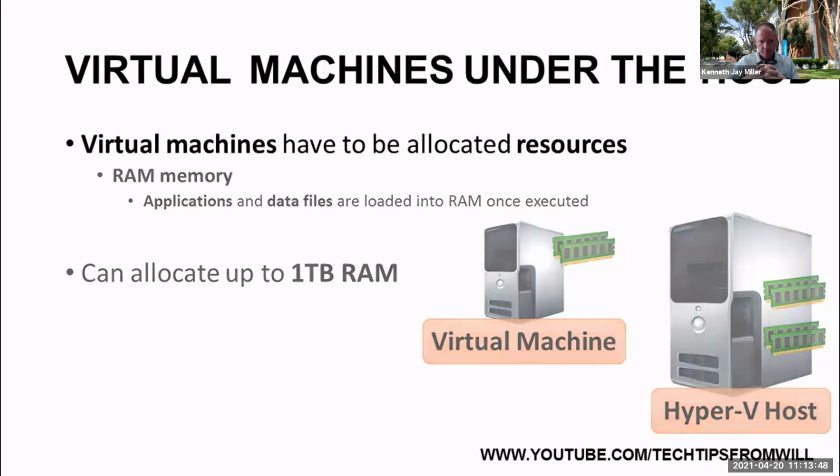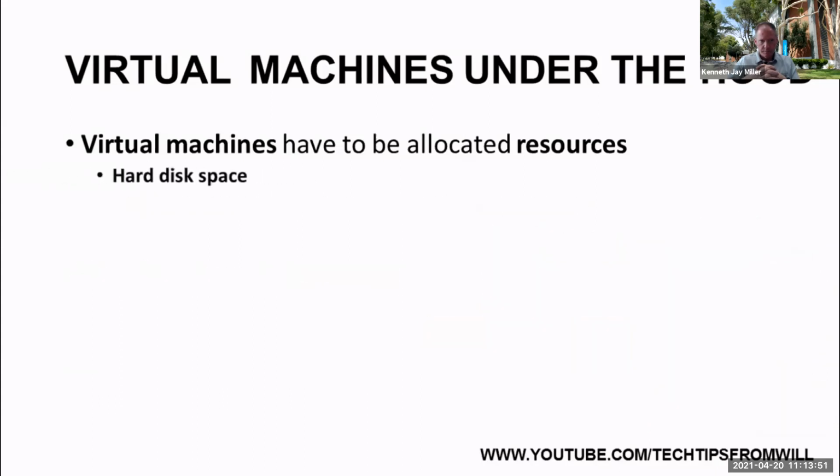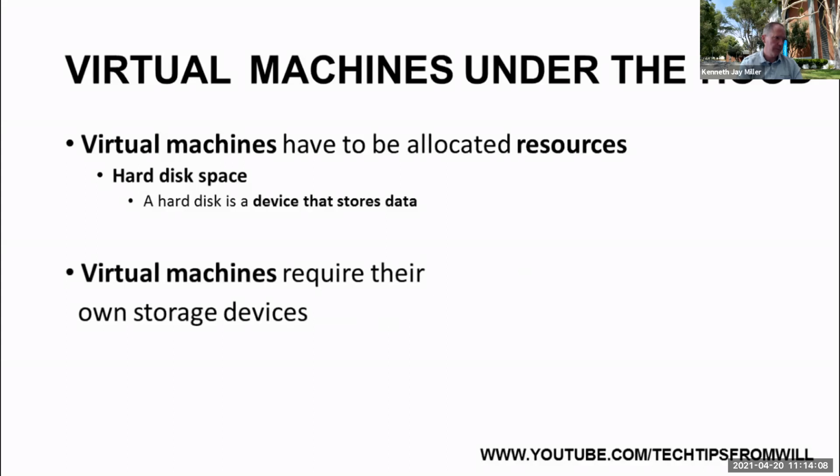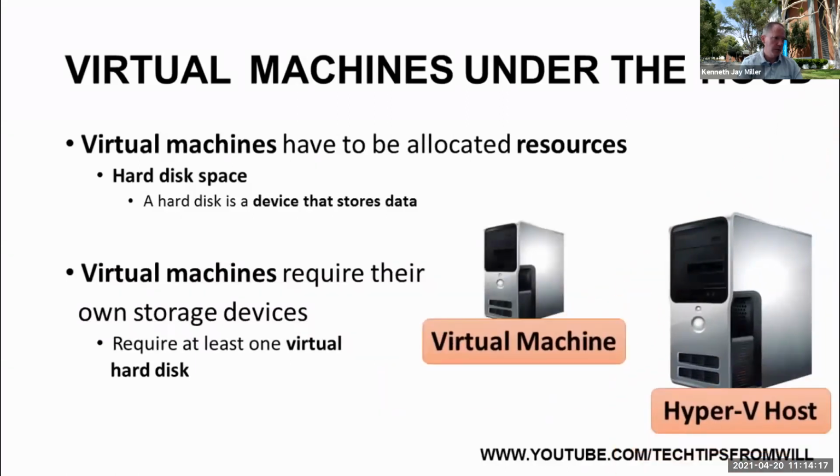The next resource to discuss is hard disk space. On a physical computer, a hard disk is simply a device which stores data, including the operating system, applications, and data files. Virtual machines are no different and require their own storage devices. Virtual machines require at least one virtual hard disk to store their data. A virtual hard disk is nothing more than a file stored on the Hyper-V host that acts like a hard disk. Once created, the virtual hard disk is attached to the virtual machine.